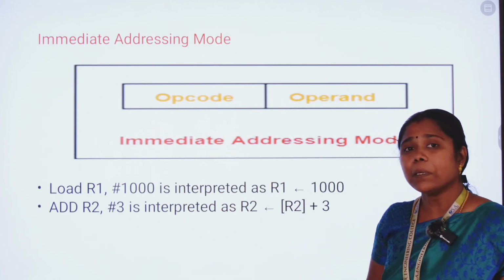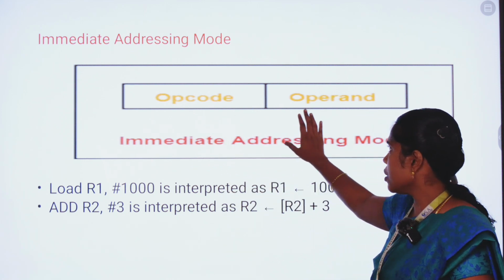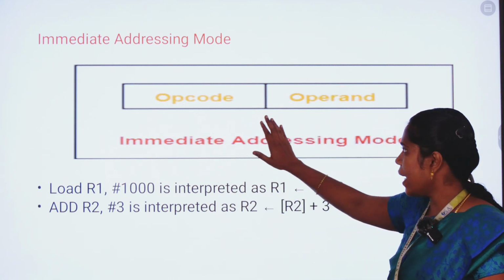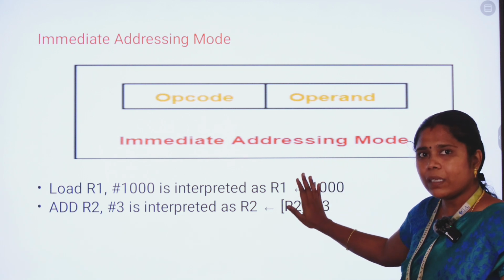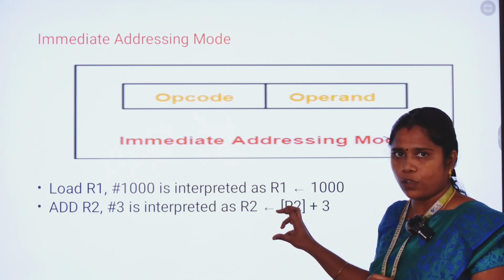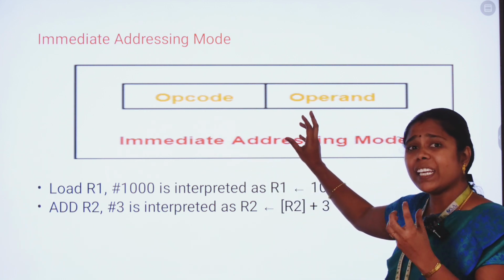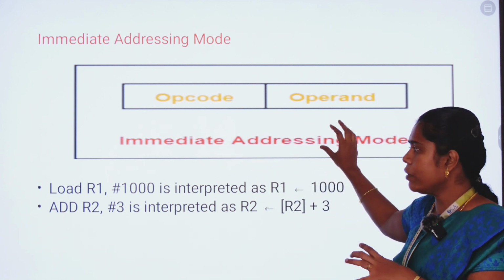The second one is the immediate addressing mode. Here is the instruction format. We have an opcode and an operand. The operand is specified in the instruction itself. We do not need to go to any location to fetch the operand. The operand is present in the instruction itself. The operand is nothing but the data on which we are going to perform the operation.